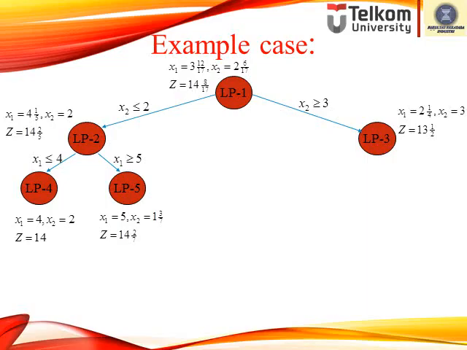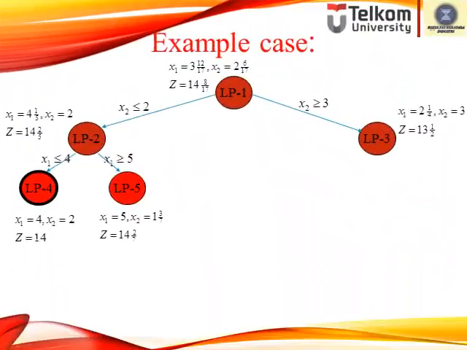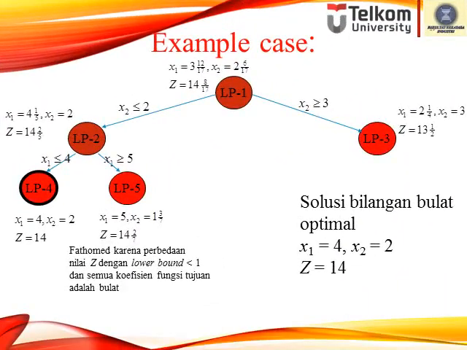And then here we find integer numbers in x1 and x2, and z is also an integer number. So after we choose this LP4, we fathom, because the z number is the lower bound, it is less than 1 and all of the coefficients are integer, and this is our solution.